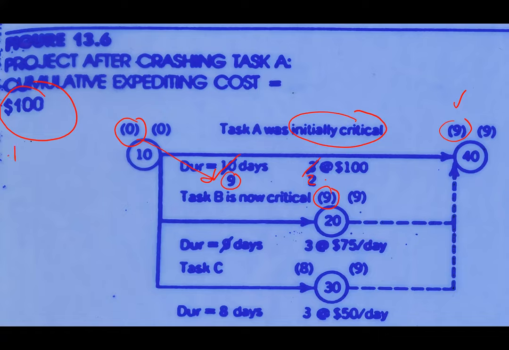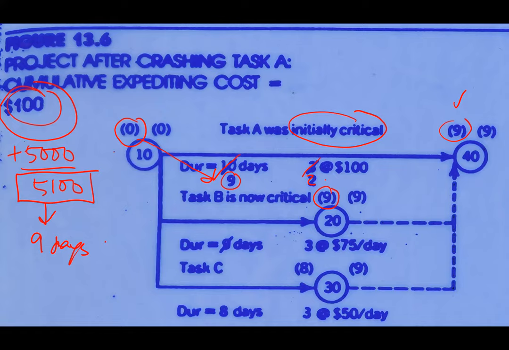You add back to the normal project cost, which is initially 5,000. Because when you reduce the project by 1 day, you add 100 into the project. Now it becomes 5,100. Okay. And the project can be done in 9 days only. But there is an increase in cost.